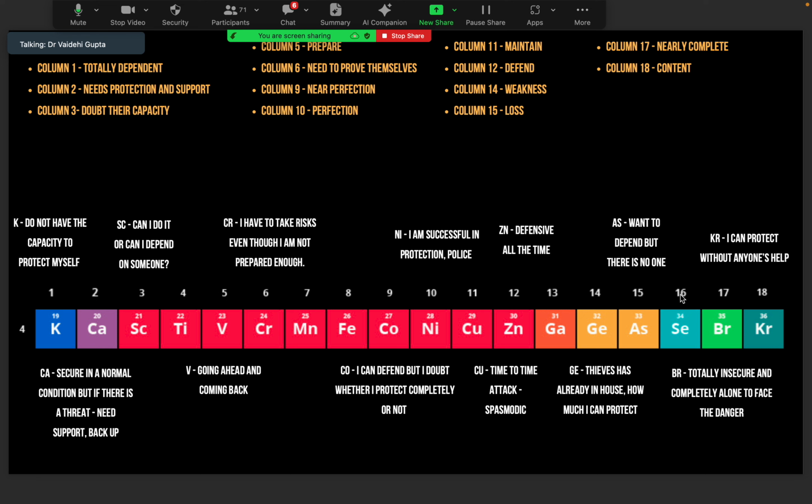Arsenic wants to depend, but there is no one, because there is a phase of loss, there is a sense of loss. He wants to depend on someone, but there is no one. He knows that it is he who will fight. Bromium, totally insecure and completely alone to face the danger. He knows that he has to face that danger. There is no one on whom I can depend. He also wants to be independent, that's why he will fight alone. Krypton, I can protect without anyone's help, because he is content, he is satisfied, so he knows that he can protect himself and doesn't need any sort of help from others.